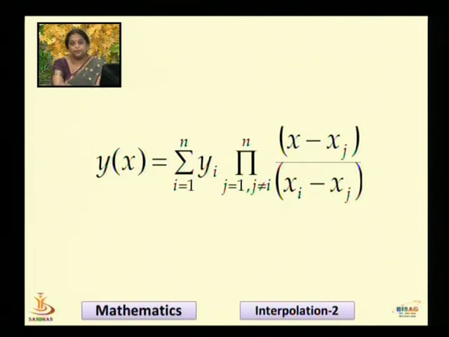not equal to i. Why do we consider that j should not be equal to i? We can notice from this general form that in the denominator we have got the term xi minus xj. If j is equal to i, then it would become xi minus xi, which would be equal to 0, and division by 0 would be encountered. In order to eliminate this error, we say that when we have the product (x minus xj) upon (xi minus xj), j running from 1 to n, then the value of j will never be equal to i.